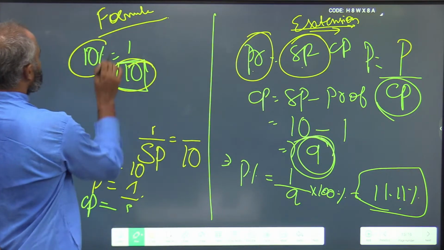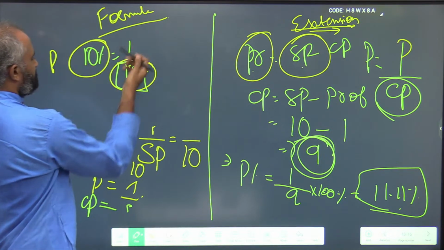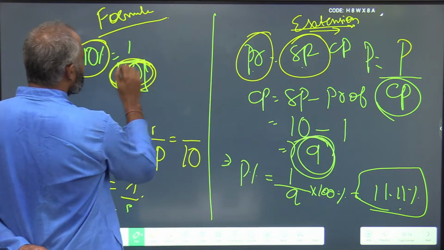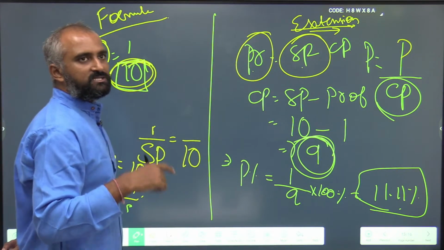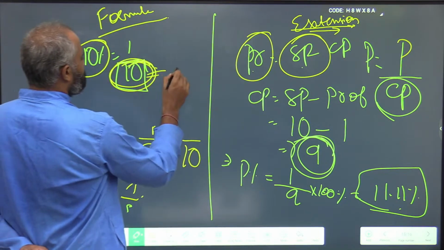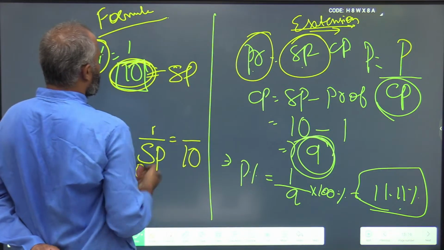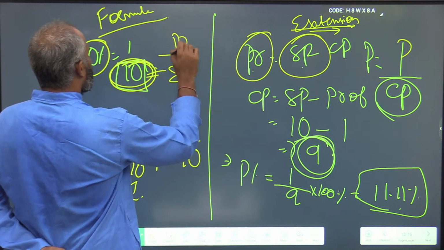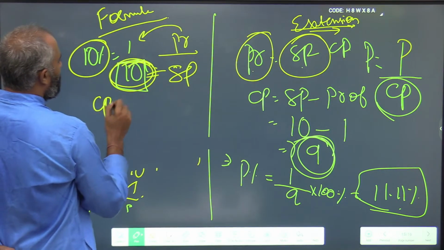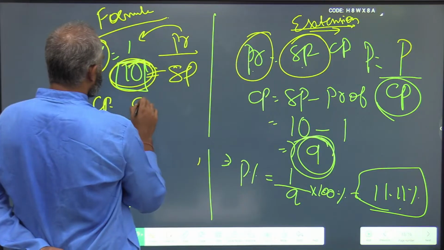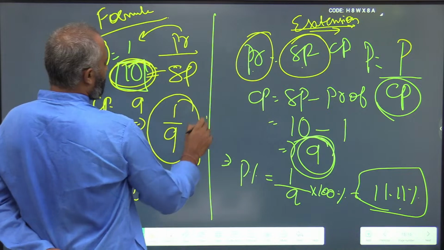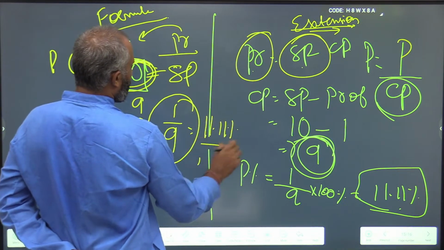Now profit percentage is 10%, which is 1 by 10. Now what was the base here? Instead of taking CP, he has taken SP. So SP is equal to 10. So your profit becomes 1. So your cost price is automatically SP minus profit, which is 9. So the profit percentage is 1 by 9 or 11.11%.